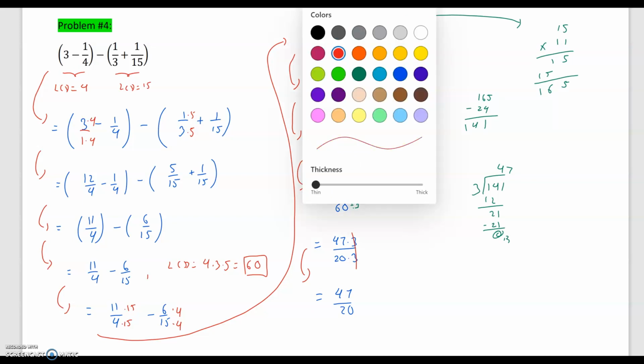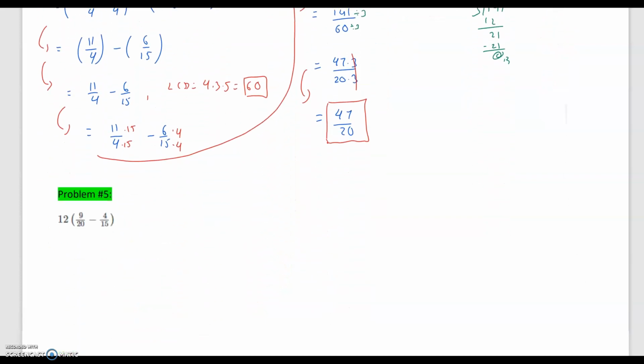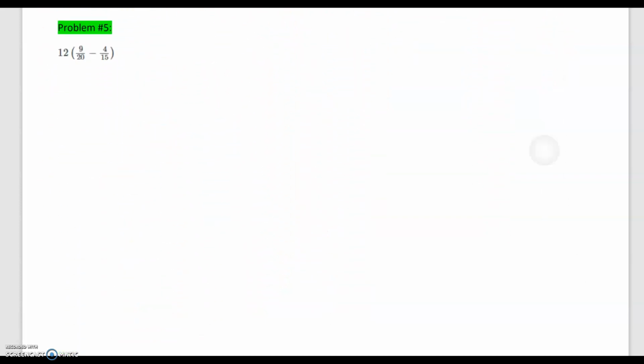Let me take a look, but I think we're good. Let me just double check. This one had several steps, and just a minor sign could change the whole thing. I'm also leaving it as an improper fraction since, well, the original problems are just giving us fractions. We're good on this one. Let's move on to the second problem, which is going to be for this video, problem 5.